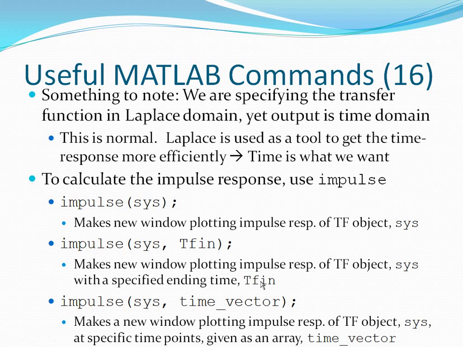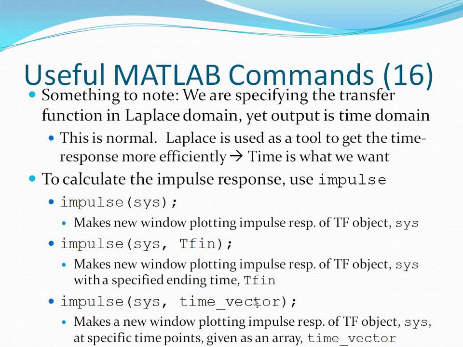You can also analyze the impulse response at particular points in time. If you have a set of time values that you want to evaluate the impulse response at, you can specify an array of values, where each point in the array denotes a time you want to evaluate the impulse response at, and this creates a new window that reflects the same thing.